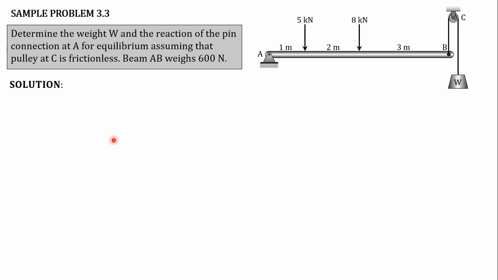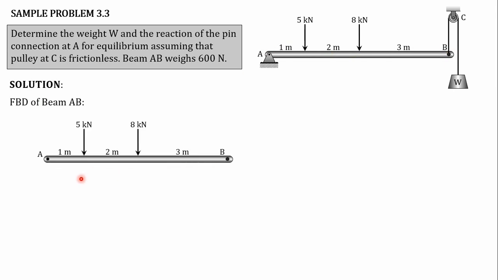Ito yung gawin natin, class. Mag-free body diagram tayo ng beam AB. Ito yung beam AB natin. And take note, class, yung support A is hinge, meaning may dalawang reaction tayo. Ito yung ating vertical reaction, tawagin natin na AV, or vertical component ng reaction at A, at ito yung ating AH. Gets nyo ako, class?